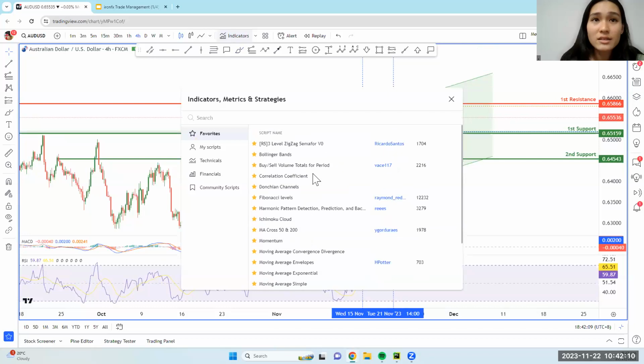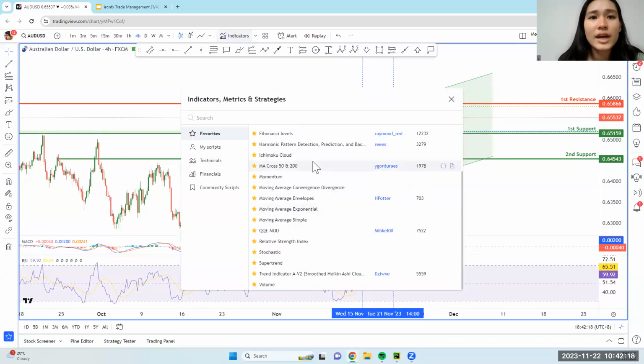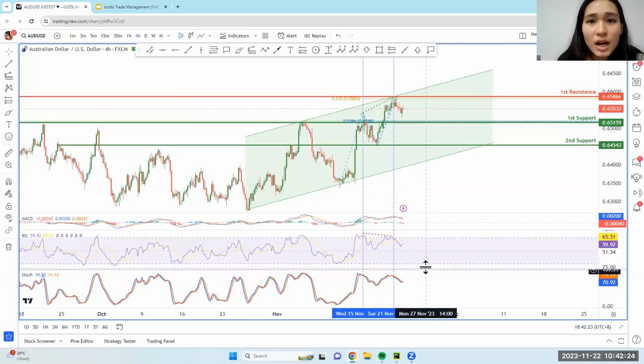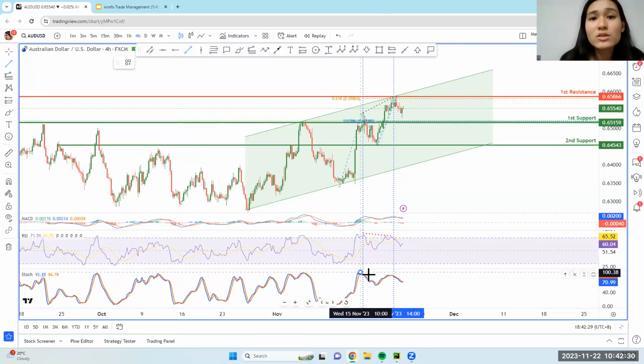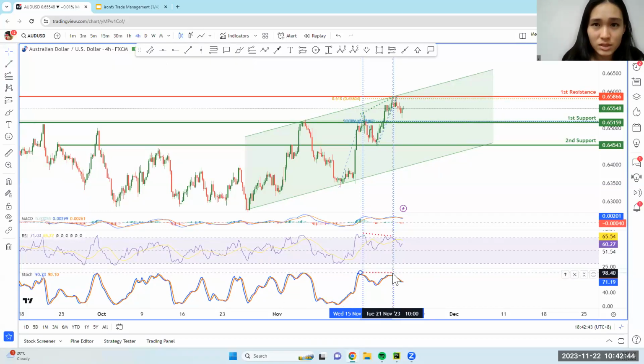Maybe we'll take a look at Bollinger Bands. Okay, that's not really telling us anything. Let's look at stochastic perhaps. Stochastic is also giving us a bearish divergence over here as well. So for divergences, you can take a look at either RSI or stochastic. If you're looking for divergences, they're often the best indicators to use. You see here that's slightly lower.